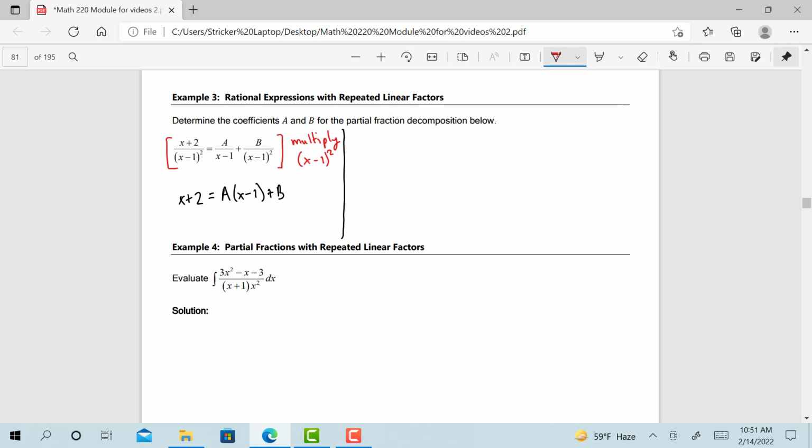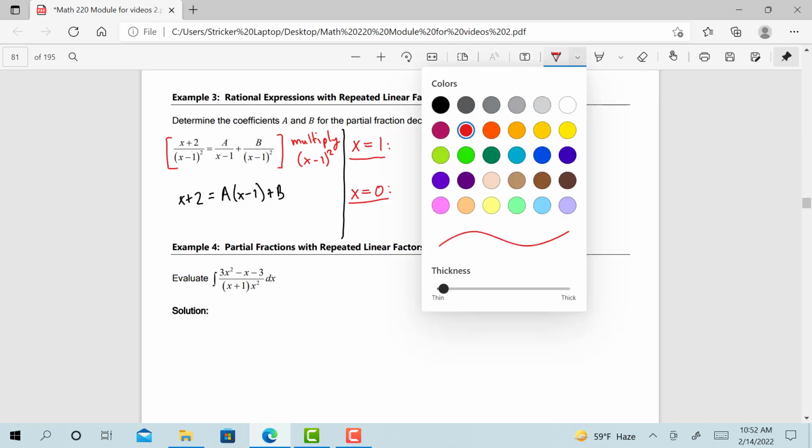What would be good values of x to plug in here to solve for this? I know most of us are probably going to pick x equals 1 based on our last video, but another good one, since we don't have B times some factor where we could easily pick an x, we could just go ahead and pick 0, because that's something that's kind of simple to plug in. And let's see how this works.